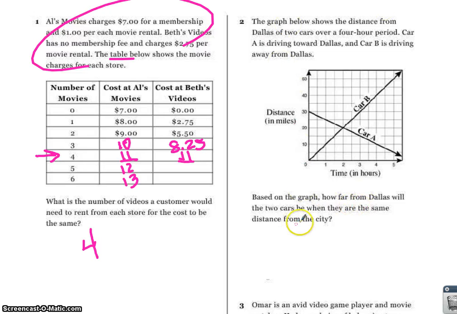Based on the graph, when will they be the same distance? How far will they be? Okay, right here is the same distance. How far is going to be over here? 20. If they wanted to know how long, then you would have gone down and pulled your x value.